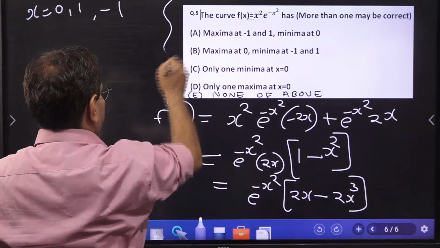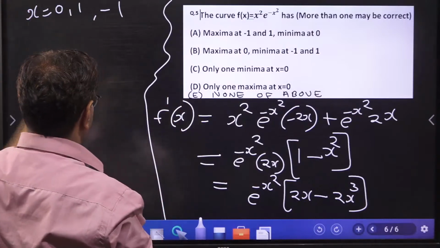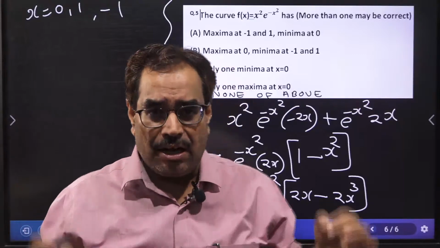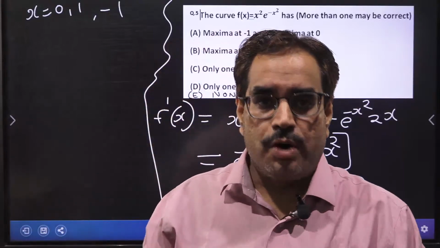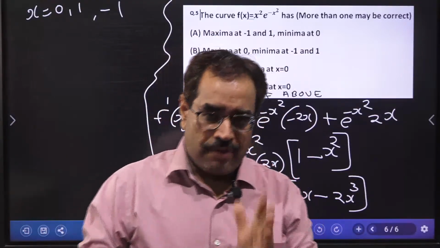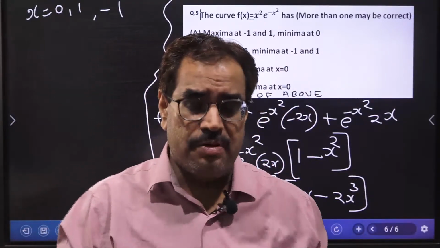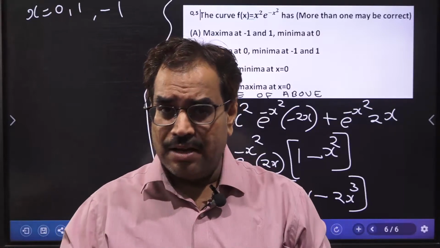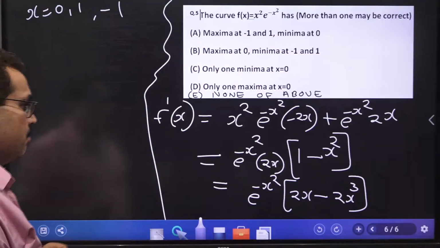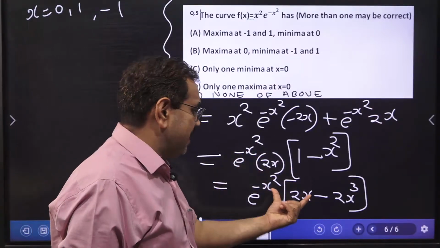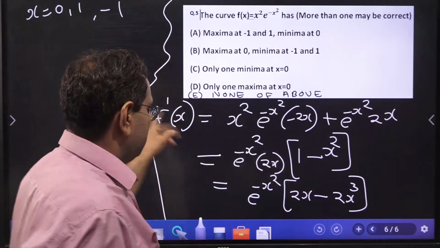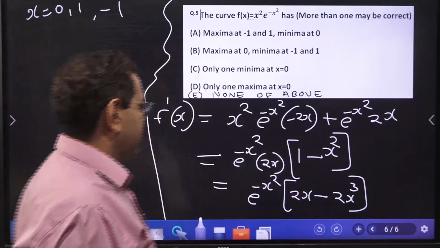Now, at which point we get maxima or minima, this will be decided using second order derivative test. What is the use of second order derivative test? To decide whether a function has local maxima or minima at a point. Okay, so we need to compute the second order derivative. Okay, sorry, double derivative, f double dash x.